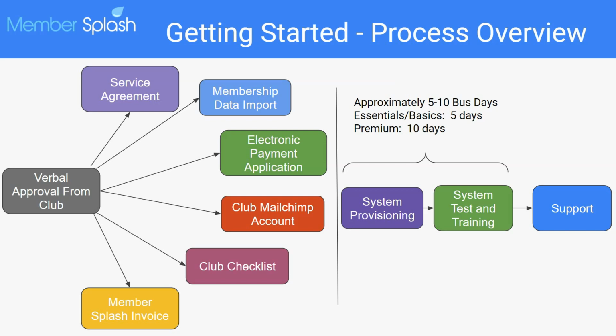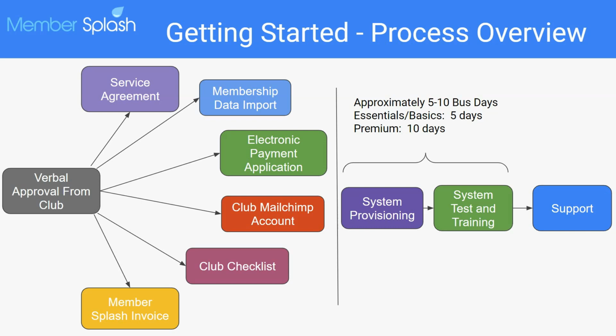The Club checklist is another crucial element regarding the setup of the MemberSplash system. We need to understand your products, your memberships, your member types, early bird discounts, late fees, guest passes, all the things that we need to be able to build the system so that it operates in the manner that you expect and require. And last but not least, we will issue an invoice. Our intention is to be in business for a long time, and having our customers pay for service is really important to us.